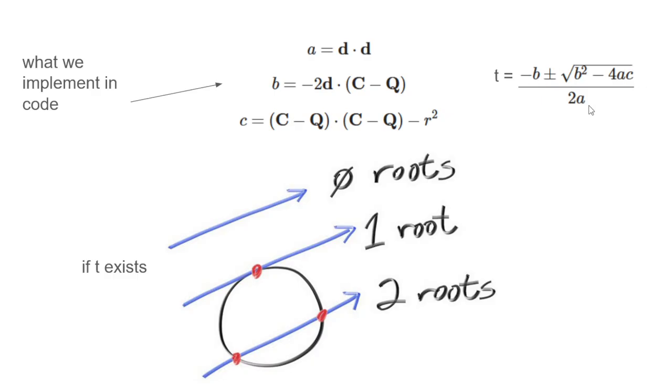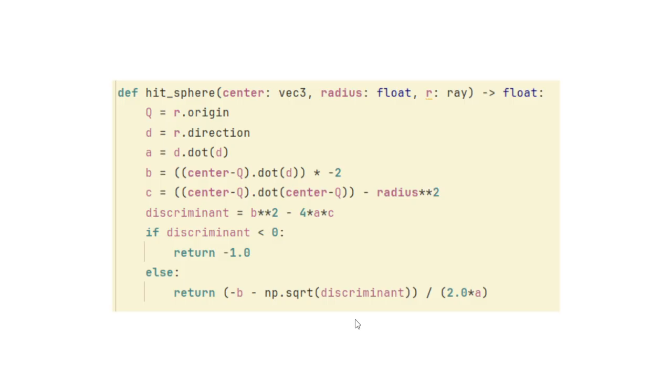Kind of funny, kind of silly, but we're going to solve for this t, and we can either get no t if the discriminant is negative, we can get 1 t, or we can get 2 t's, right? And this directly relates to the geometry of the sphere as shown here. And this is how we implement it in the code.